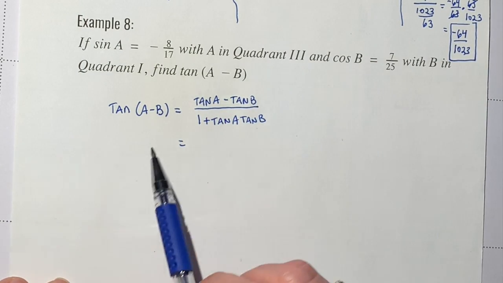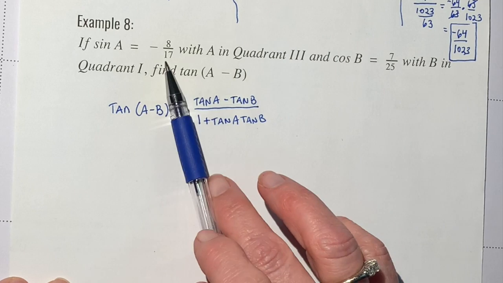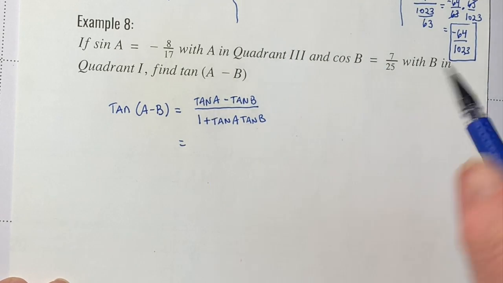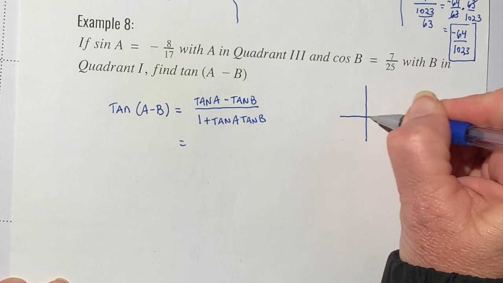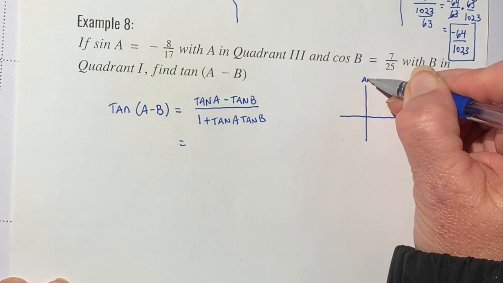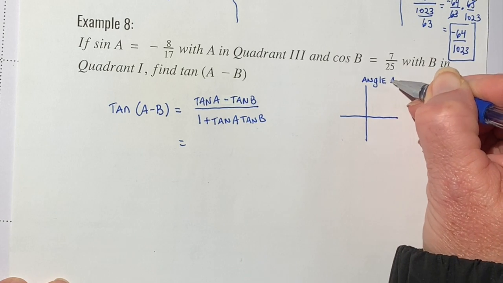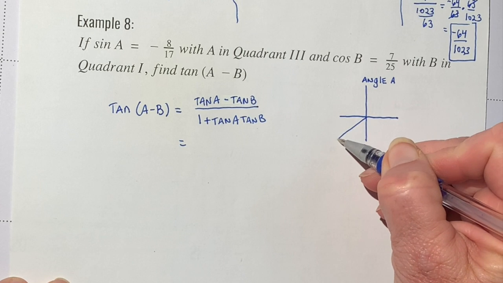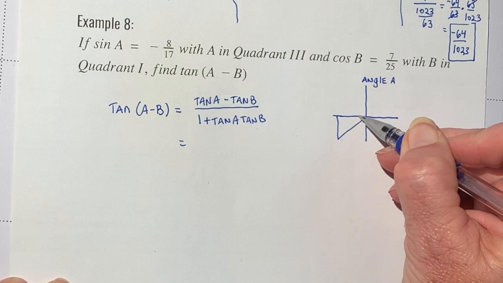Okay, so what do we know? Well, we know the sine and the cosine. We know the sine of A and the cosine of B. So we're going to have to do a little bit of work to be able to get the tangents for both of these. So we'll sketch this out here. For angle A, all right, so we're in quadrant 3. It helps me draw it in the right place. So there's my angle A.